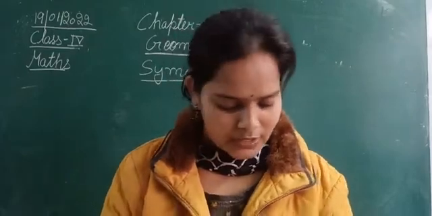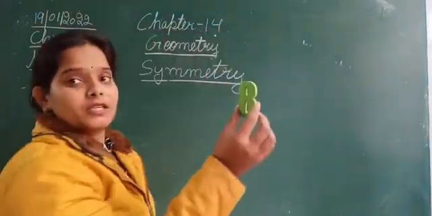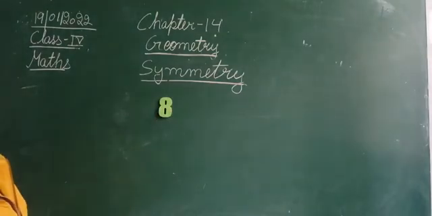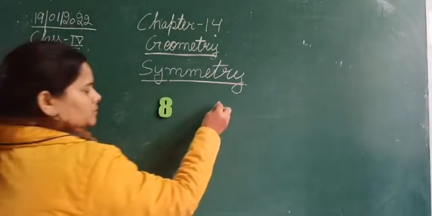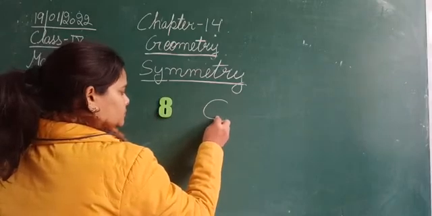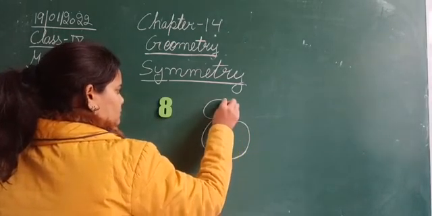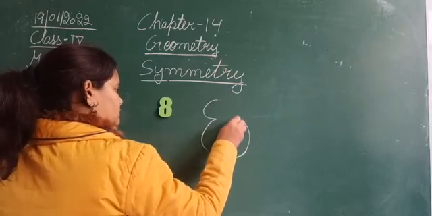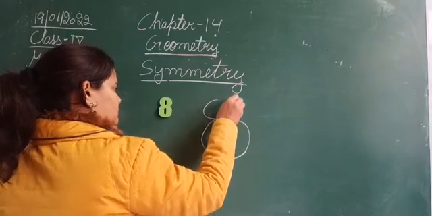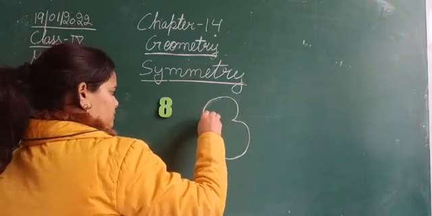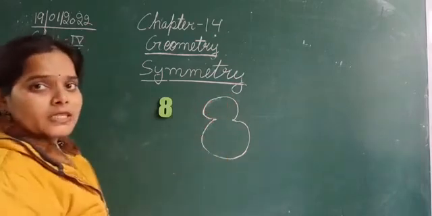I'm taking one more example like this. This is 8. I can't divide it. Okay, so I'll just draw it. This is 8. ये क्या है? 8. Okay, this is 8.